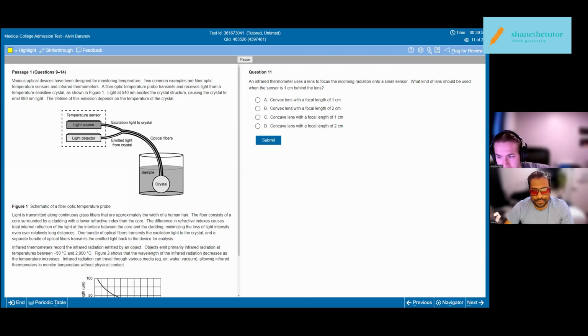First of all, focusing something is converging, so we can eliminate C and D, because in order to focus something you use a convex lens, which is converging. After that, I was just confused because let's say we have the sensor 1 centimeter behind the lens. The correct answer is A, but if we use something with a focal length of 1, wouldn't there not even be an image? Remember we discussed that?